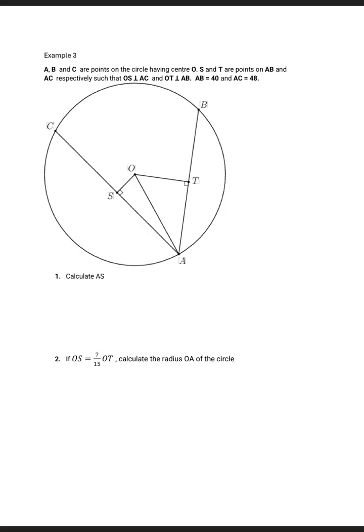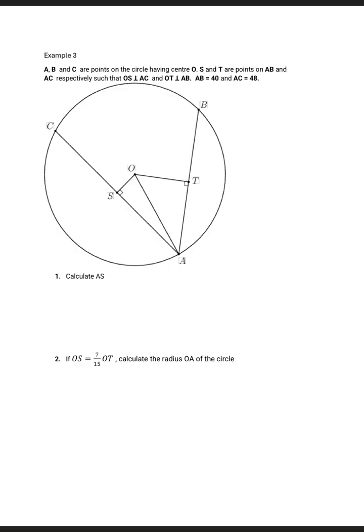So next we have example 3. Example 3 says that A, B, and C are points on the circle having center O. S and T are points on AB and AC respectively, such that OS is perpendicular to AC and OT is perpendicular to AB. We are given that AB is 40 and AC is 48. We are told to calculate AS. You want AS, so it's easy.